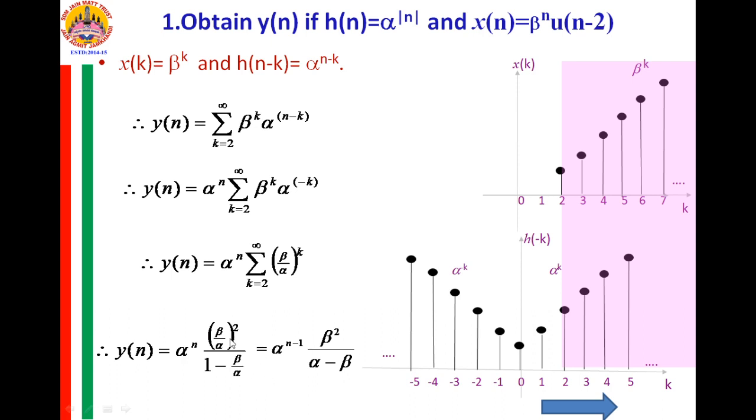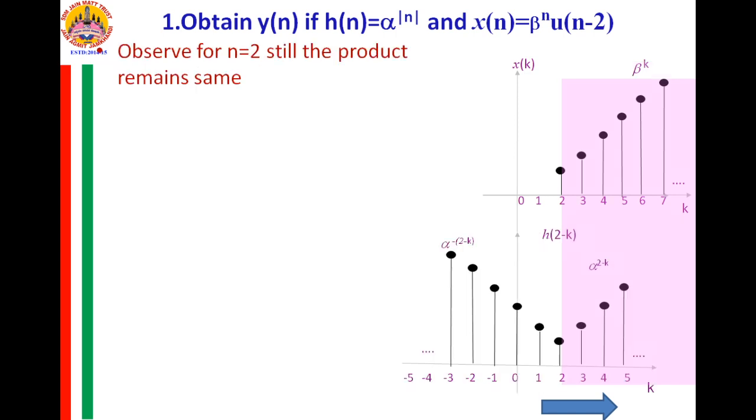Okay, got this? How it is? This beta square and this 1 by alpha square, and from here 1 by alpha. So here you will get alpha raised to n minus 1 beta square upon alpha minus beta. This is for n which is less than or equal to 2. Now you will observe that even for n equal to 2, the product remains the same. It is from 2 to infinity and alpha raised to 2 minus k. So this was up to n less than or equal to 2. Up to that the product will be the same, and what we have got is alpha raised to n minus 1 beta square by alpha minus beta.